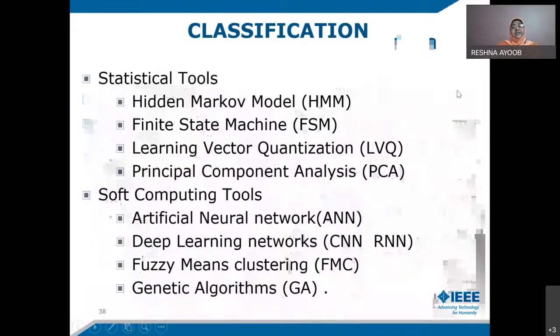And for classification, different tools are used. Statistical tools and soft computing tools can be used for classification. Usually machine learning algorithms are used. The earlier used hidden Markov model, and then PCA, principal component analysis methods are used. Nowadays, CNN, RNN, etc. are used, and artificial neural networks were also used earlier to classify the signs.